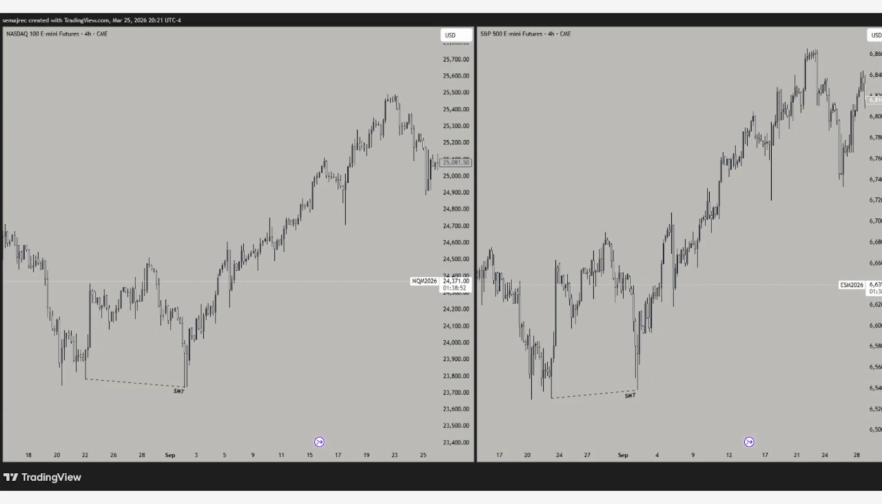Now we're going to move a little bit forward. In this example that I have here, I'm showing you an SMT divergence between NQ on the left-hand side and the S&P 500, which is ES, on the right-hand side. If you look a little closely with NASDAQ, you're able to see where NQ took this low, but if you look to the right-hand side, ES failed to take that low. That is the correlation between these two assets. And you can see a bullish move played out after that SMT was put in at the lows.